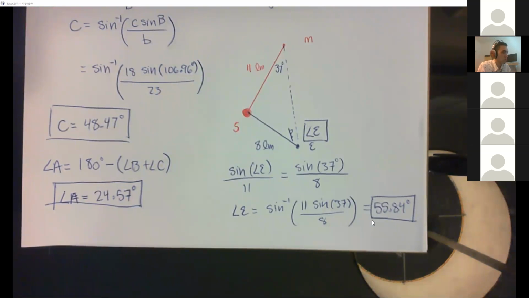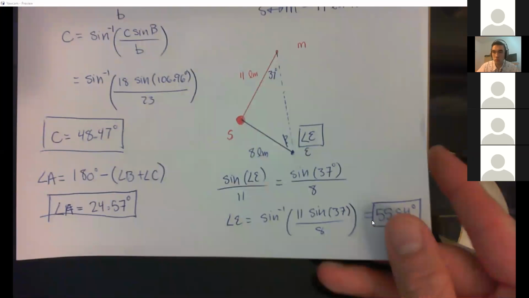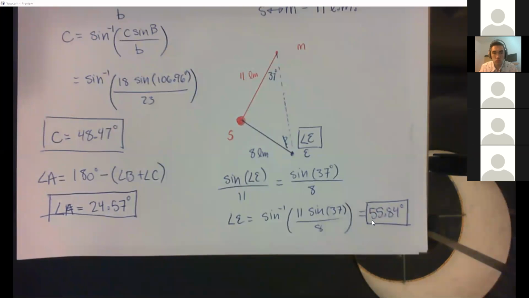Okay. How did you know that it's set up like that whenever you put the original sine E over 11? Like, how do you know that it's set up like that?